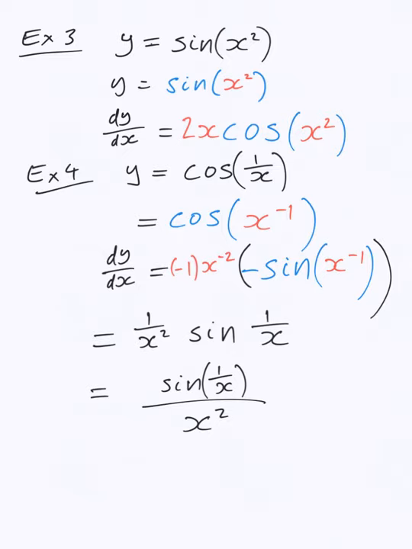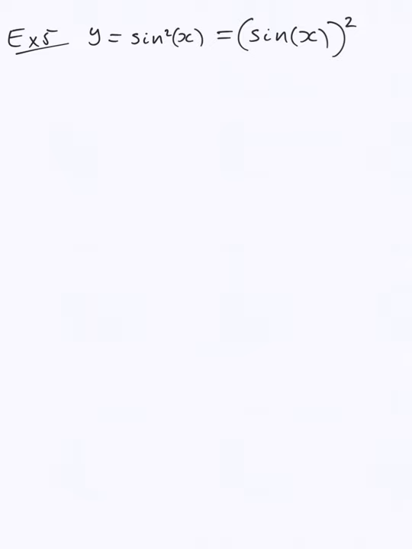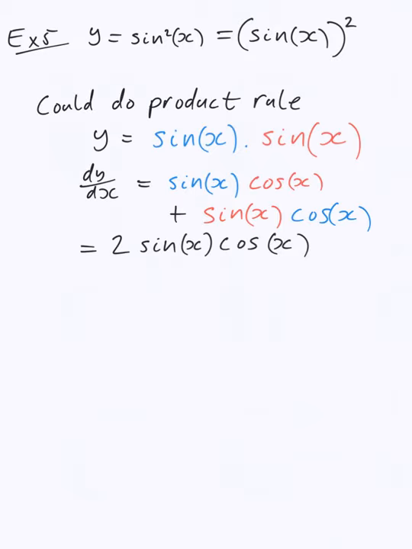The last example is y equals sine squared of x. Now this means sine of x and then squared. So we could do the product rule like this. Or we could use the chain rule by taking our outer function u as just being v squared, and the inner function here is going to be sine of x. So that's the outer function, or u of v. And then inside those brackets we'll put our v of x, which is going to be sine x.